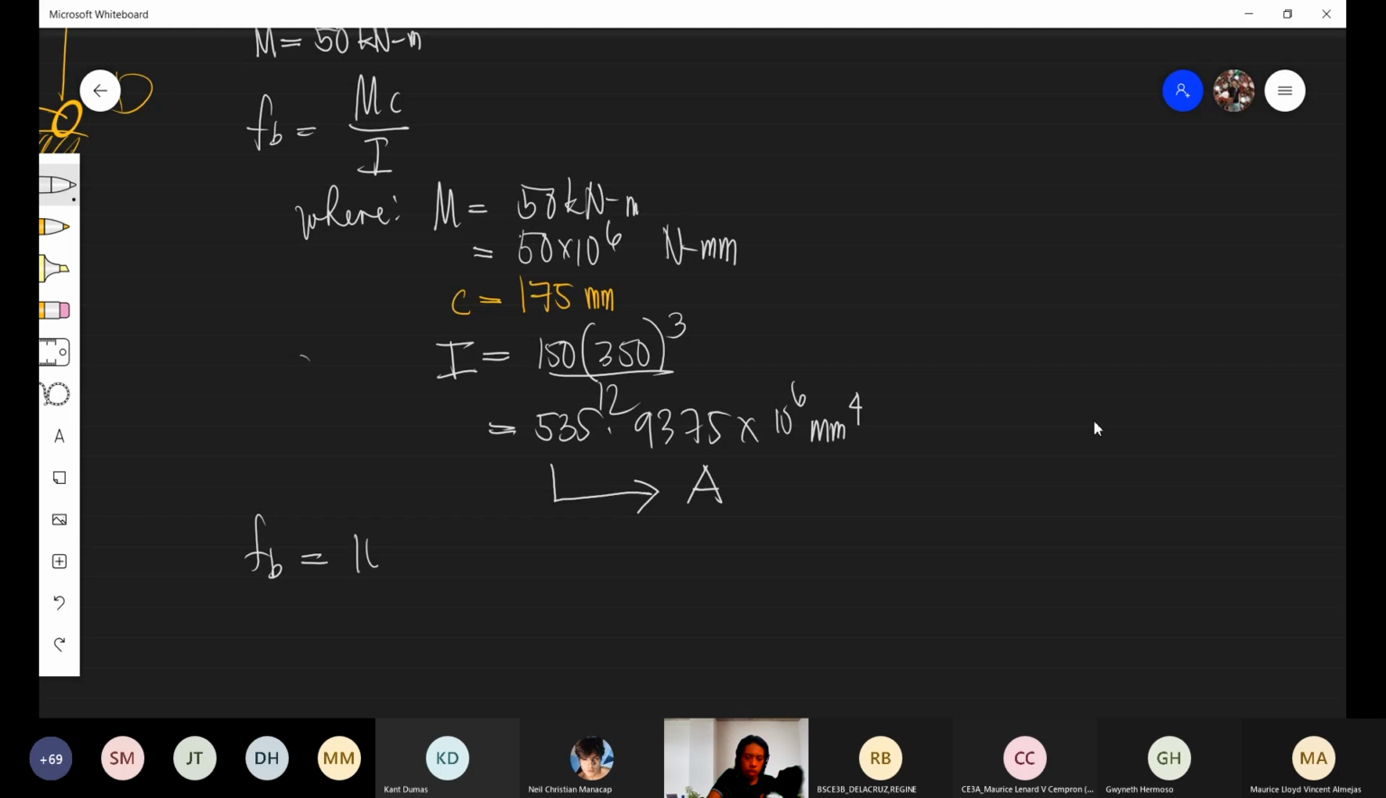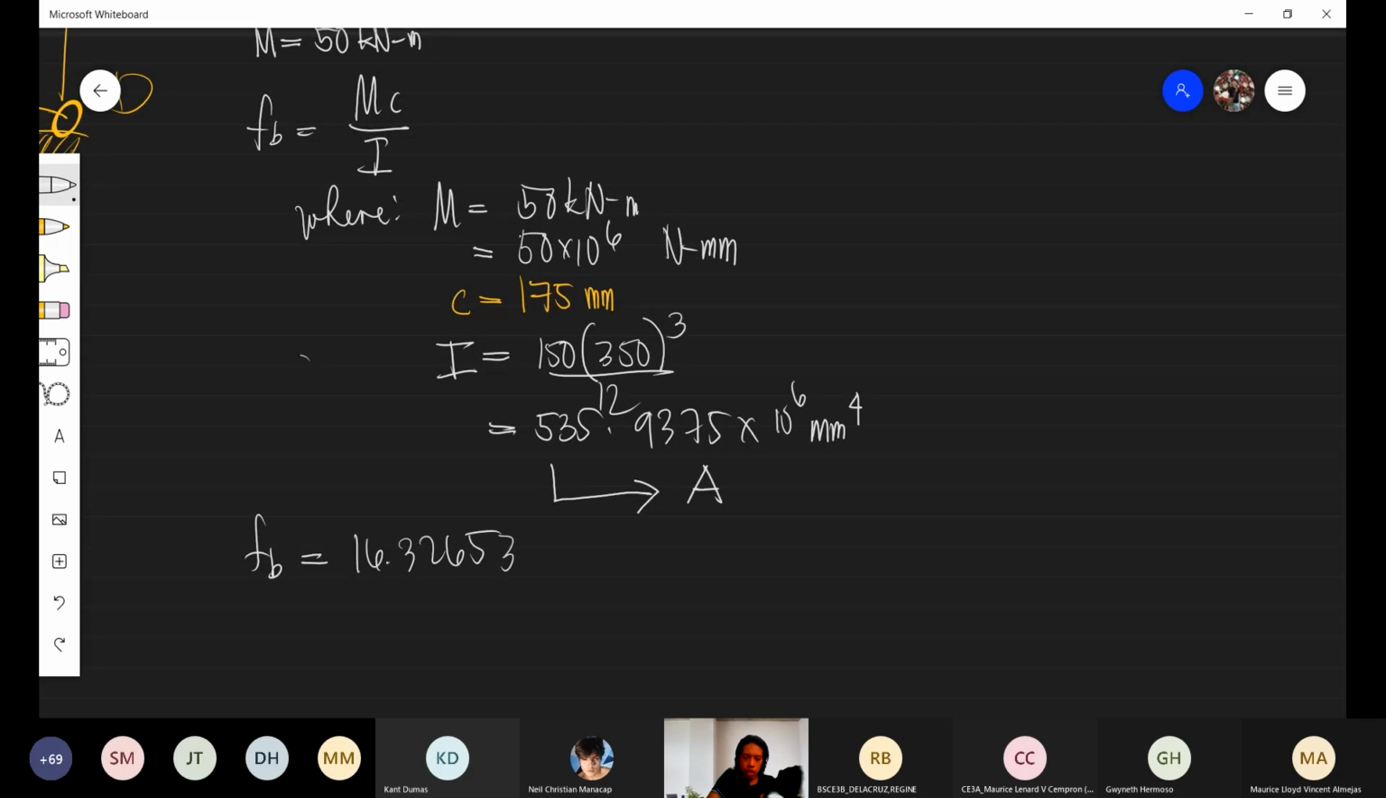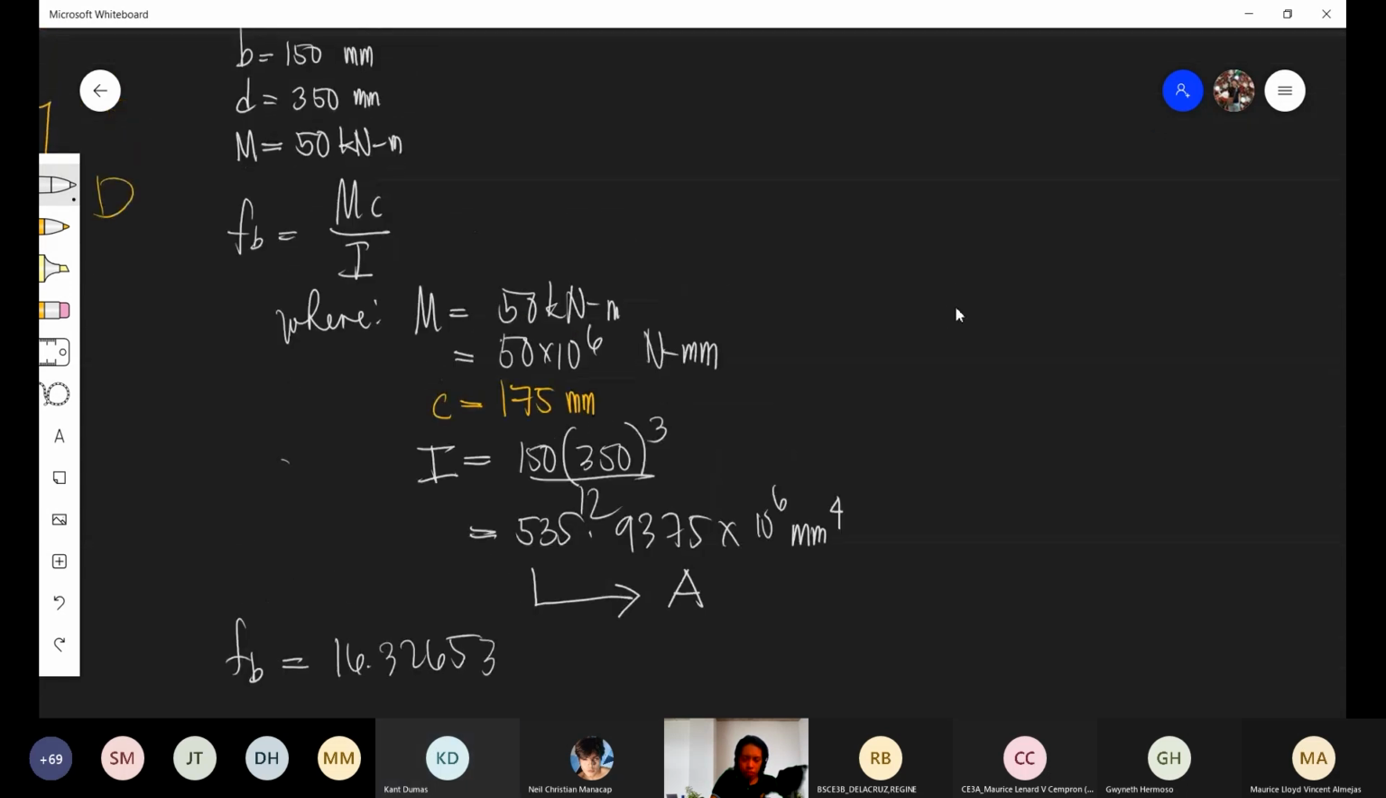This is 16.32653, five decimal places. What's the unit? Take note, this is a stress. What's the unit? Okay, MPa. Megapascals.